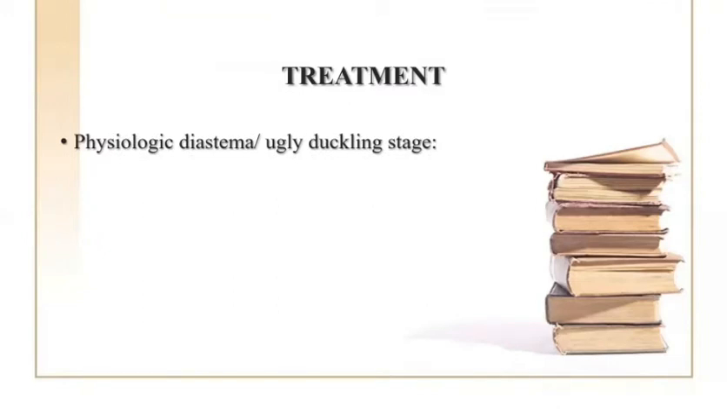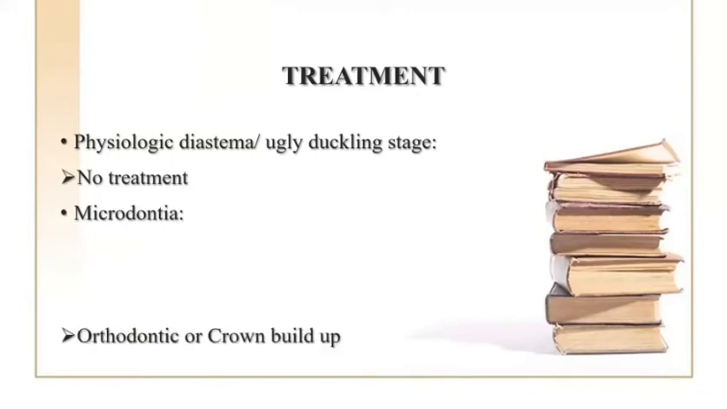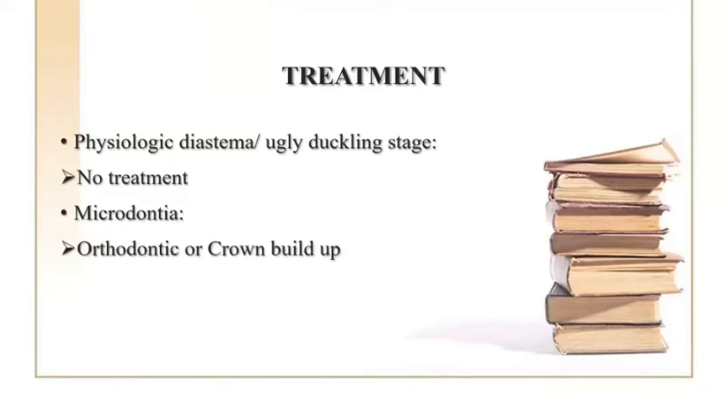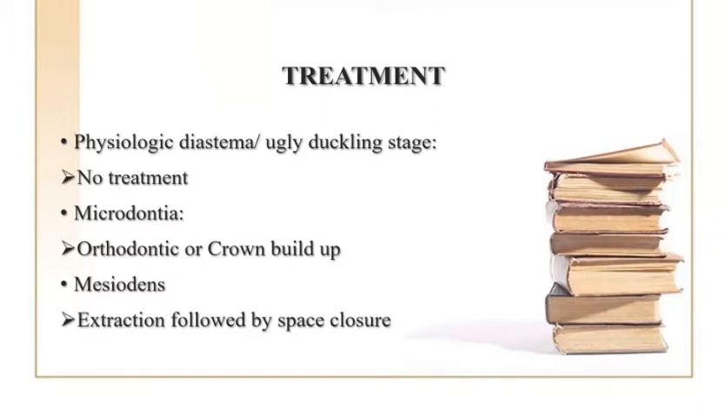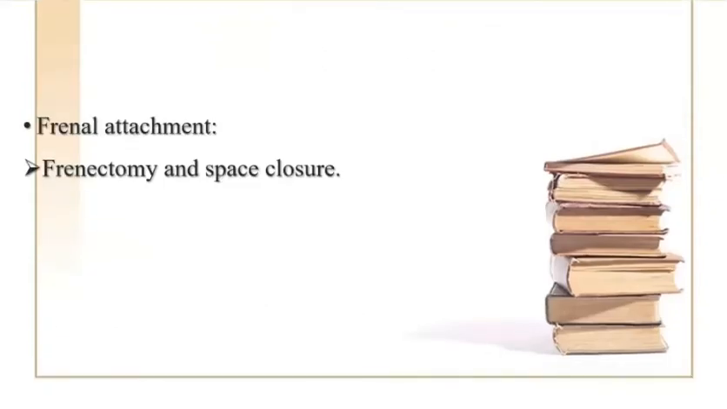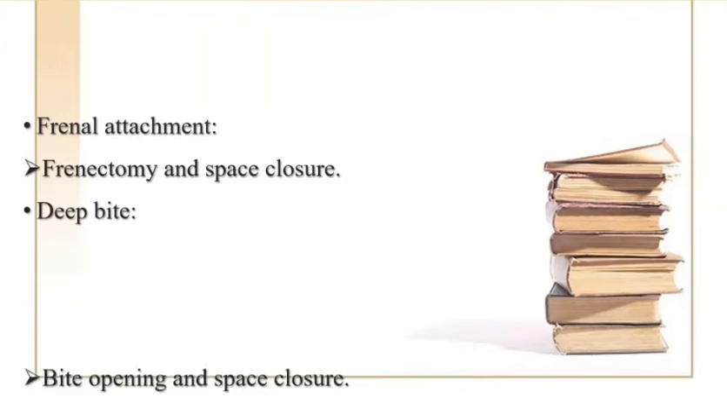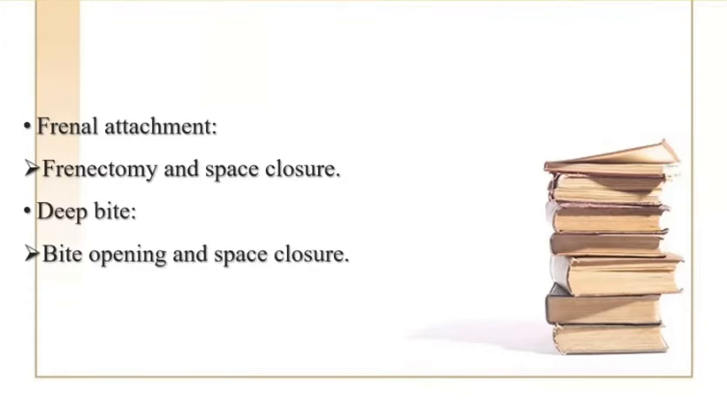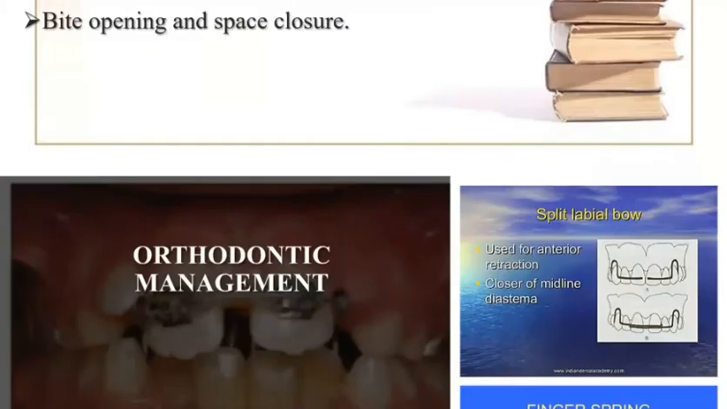If it is physiological diastema, no treatment is required. If it is a case of microdontia, orthodontic treatment or crown buildup can be given. If it is a case of mesiodens, extraction followed by space closure. For frenal attachment, frenectomy and space closure can be done. If it is a case of deep bite, bite opening and space closure can be done.